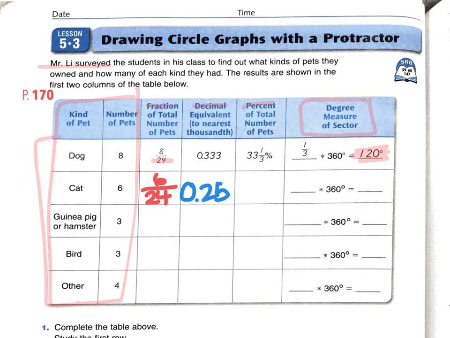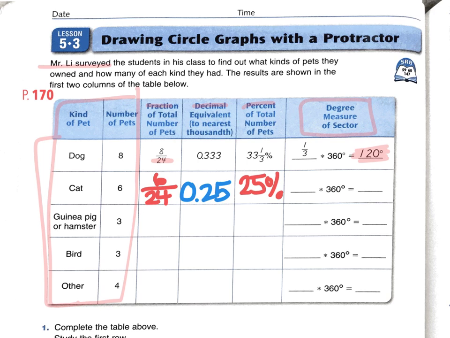0.25, or correctly 0 and 25/100. And that as a percent, I want a different marker color and I don't have one. That as a percent is 25%. Those are all things that we've done before.